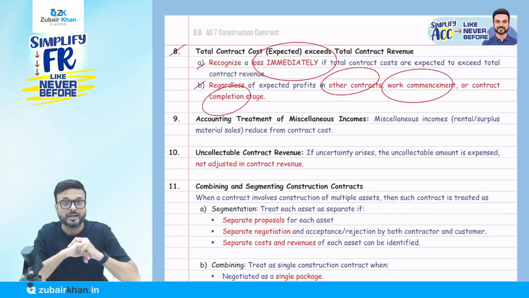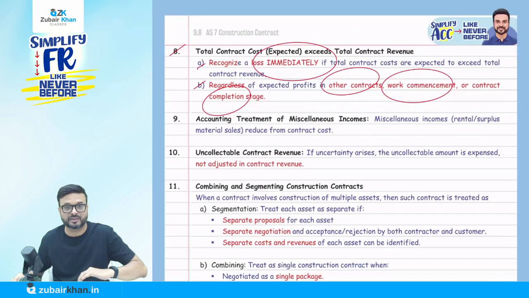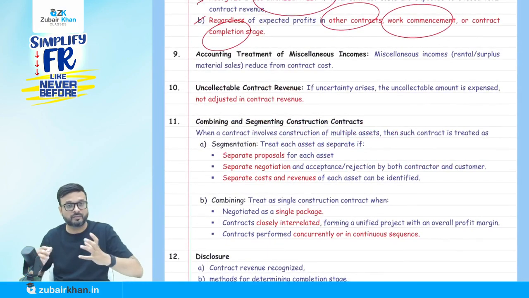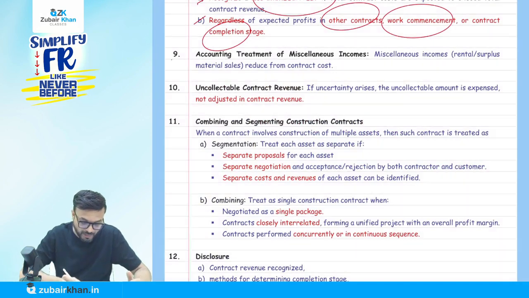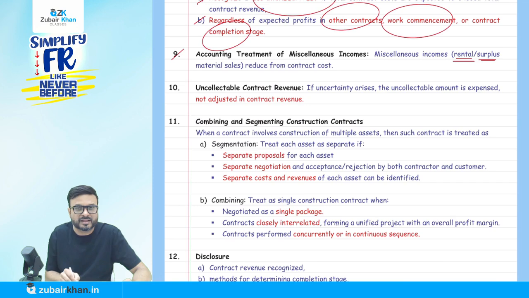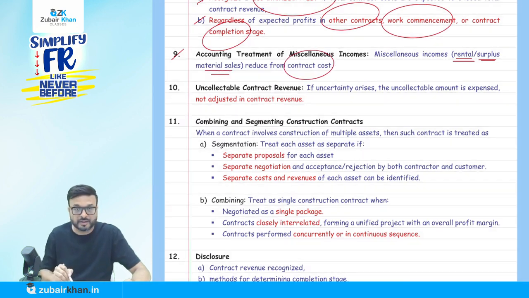Now, dear student, we'll come to point number 9. It is not at all difficult. It is very simple. After this, we will discuss the question as well. Point number 9 says that miscellaneous income like rental, surplus material sales and scrap, we have to deduct from the cost that year.